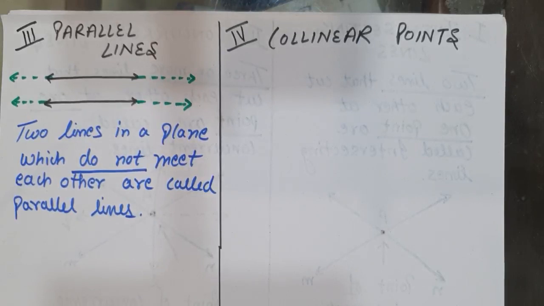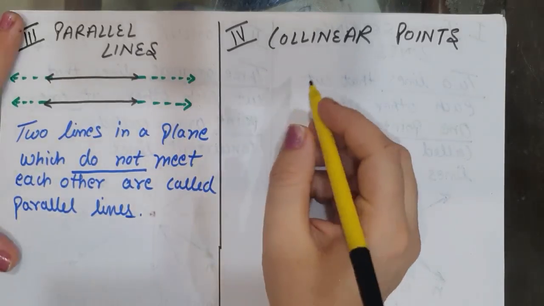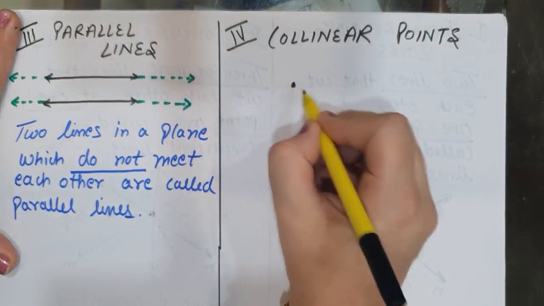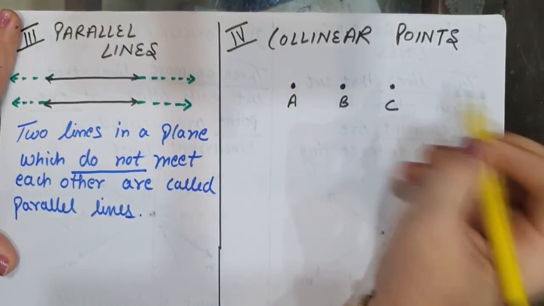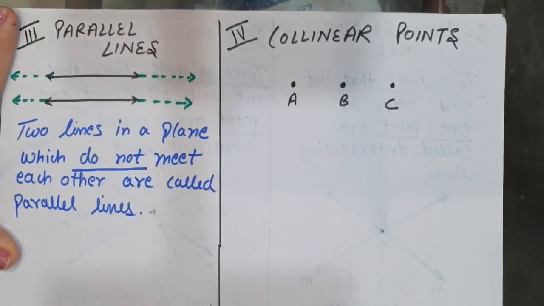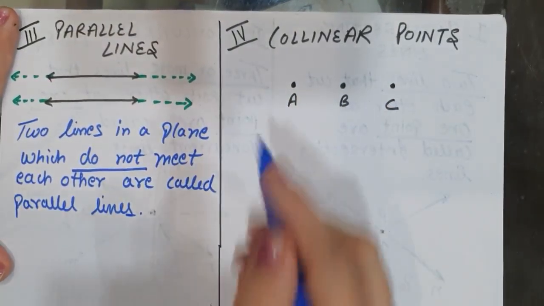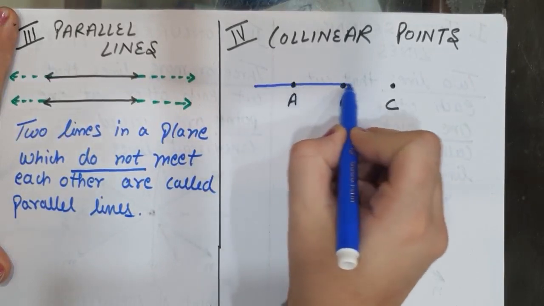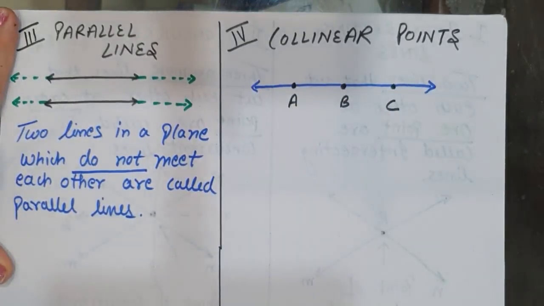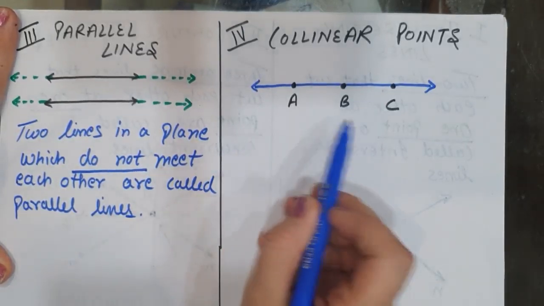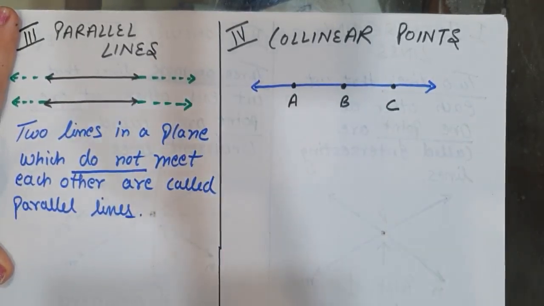Let us move on to our last topic, that is collinear points. Okay, look at the points given below. I am drawing some points here. So suppose this is point A, this is point B, and this is point C. Is it possible to draw a line from here, passing from all the 3 points? Yes, I can draw a line which is passing from all the 3 points given in this plane.